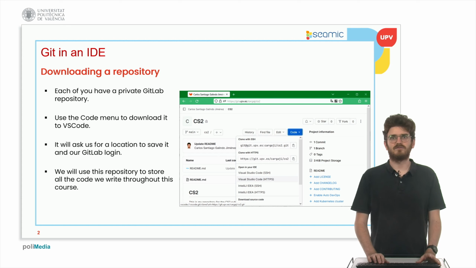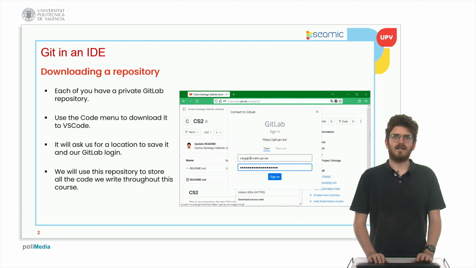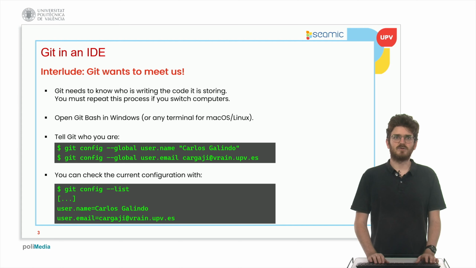Once you do that, a window will open with Visual Studio Code, and then it'll ask us to sign up to GitLab. In our case, we'll choose our username and UPV password, and then the system will just give us the code to work with, and the password will be stored in that system to work with it.